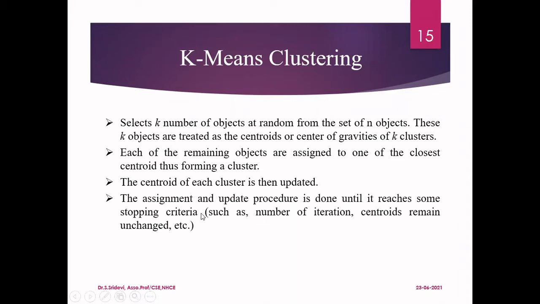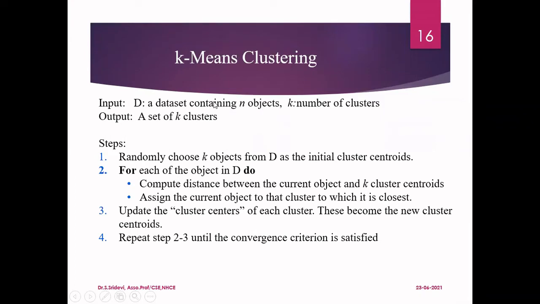What is the stopping criteria here? Sometimes I may tell you to repeat the procedure for 3 iterations. Otherwise, I can tell you to repeat the procedure until you get the centroid unchanged. So the stopping criteria can be anything that can be specified by the user. If the user is not specifying any stopping criteria, generally the algorithm proceeds until the centroid remains unchanged. So these are all the steps in the algorithm.